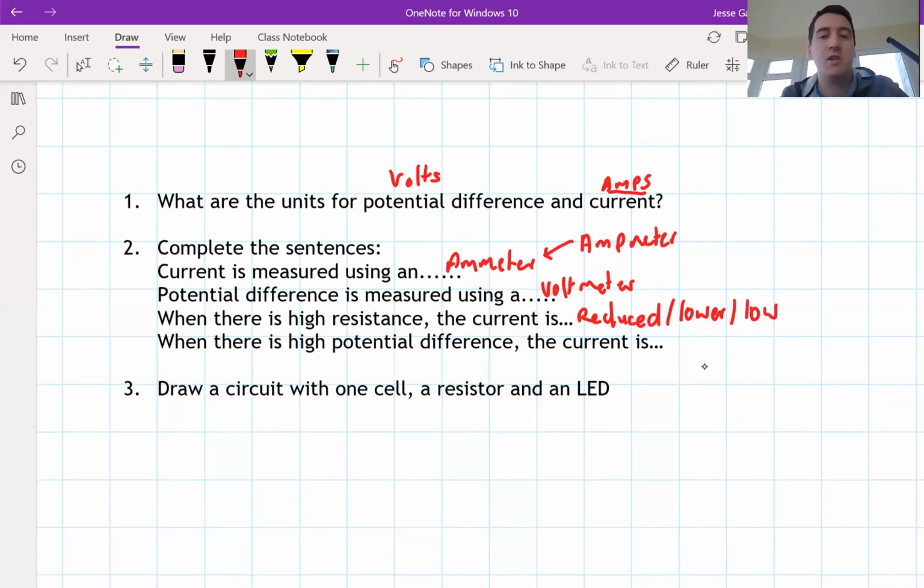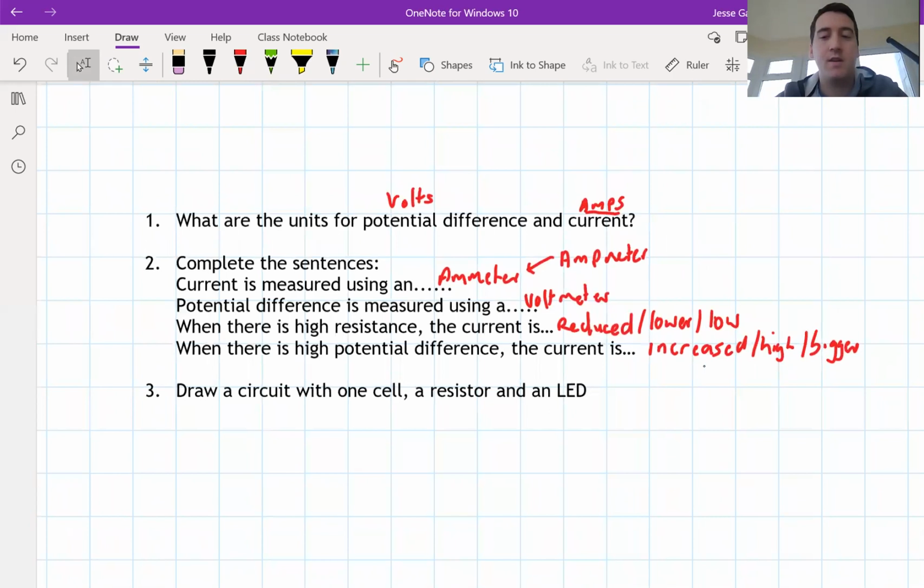When there's a high potential difference, the current is increased, or high, or bigger, because it's the potential difference that gives the coulombs of electricity the energy to move faster. If they're moving faster, then the current is going to be higher. All right, well done if you got those right. I'm hoping that you did if you've been paying attention in the previous videos. Do make sure that you make a point of actually correcting them.